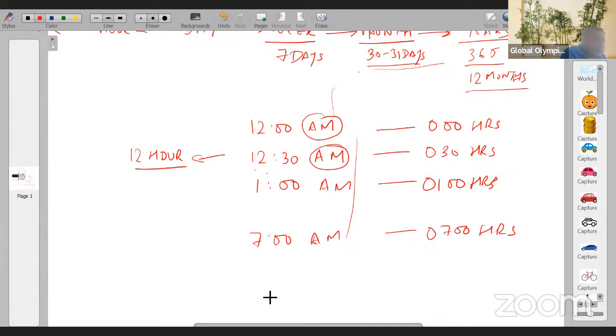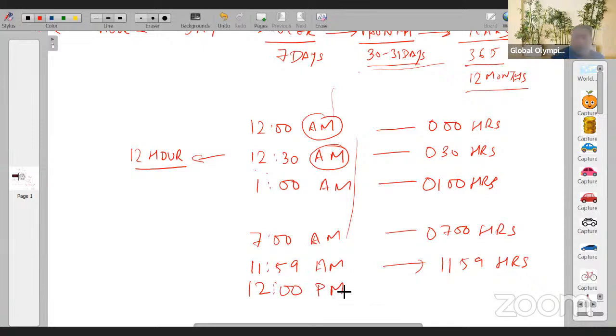Like that, you reach the afternoon, 12 o'clock noon. Before that, the time will be 11:59 a.m., and this one will be 11:59 hours. And at that time it will become 12:00 PM. So after 12 o'clock, it's called PM, afternoon. Just after 12 o'clock, at 12 o'clock, the AM becomes a PM. Remember this. And this one over here will show us 1200 hours.